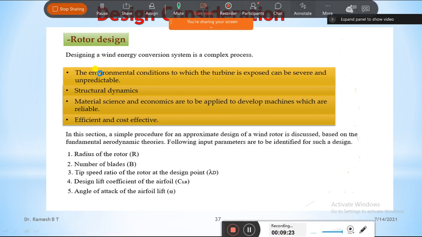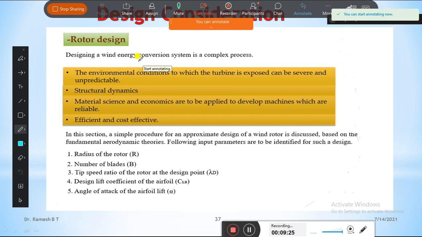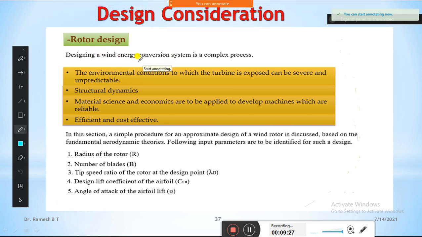The design of wind energy conversion, as I already explained, is a complex process. Why? Because of these hurdles. These are some hurdles we are going to face at the time of installation of the windmills, or at the time of operations.